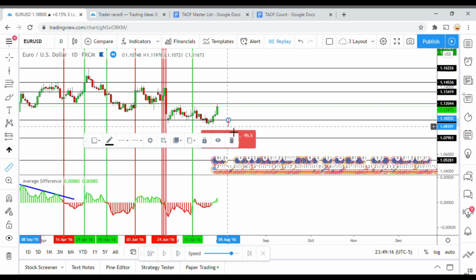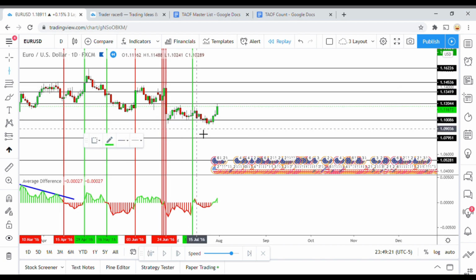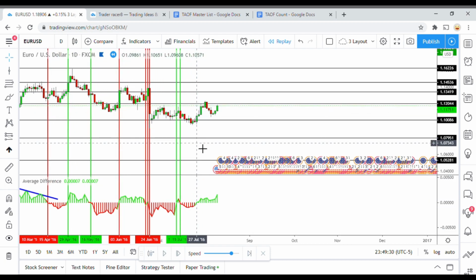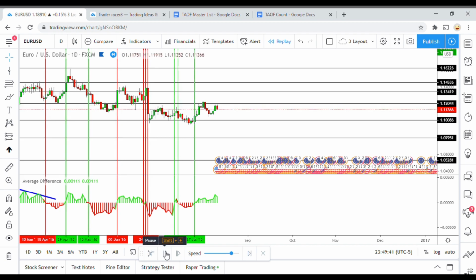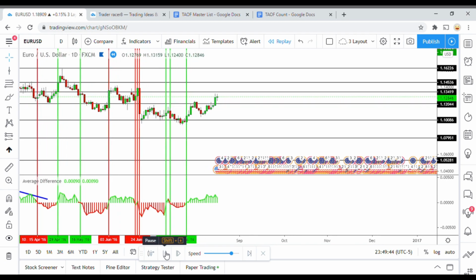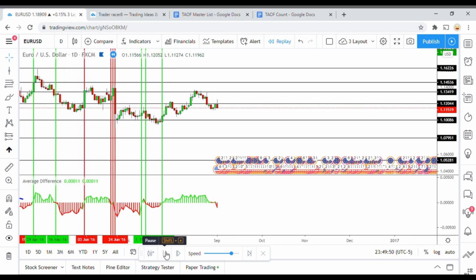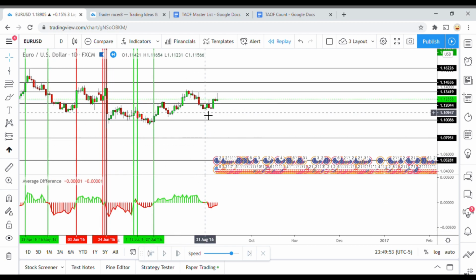Let's measure this one out again. There and there. Yep. Barely made it. That one worked out pretty well as well. Let's keep playing it forward here. Price action just really is not doing anything great. It's just kind of waffling around all over the place.